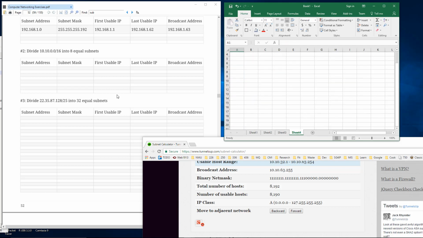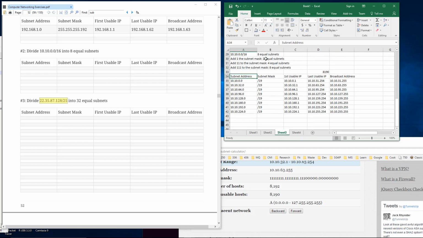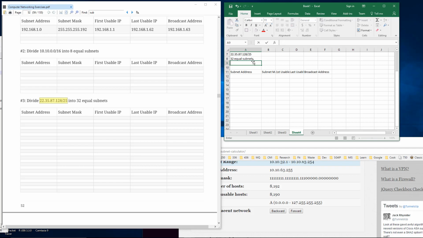So let's just do the last one. We'll get you started. Okay. So 32 equals subnets. So 32 is a lot. So how many times do I have to divide that network in half to get to 32? Okay, I'm just going to start typing ones. So that's half, 4, 8, 16, 32.